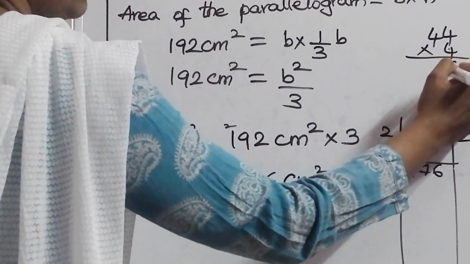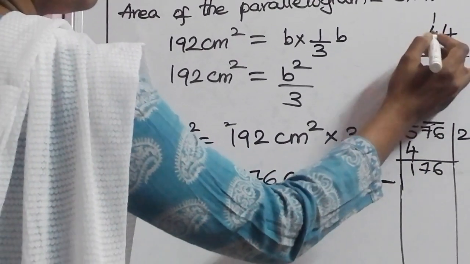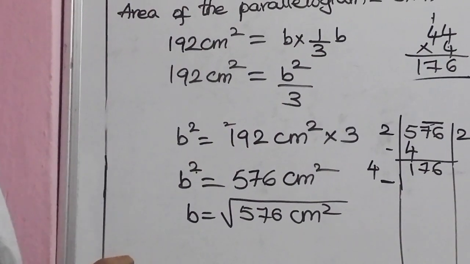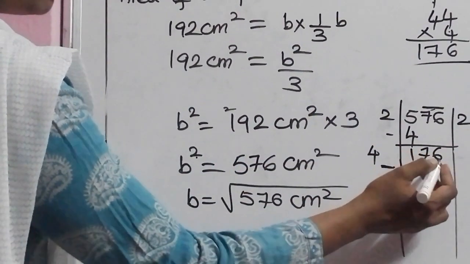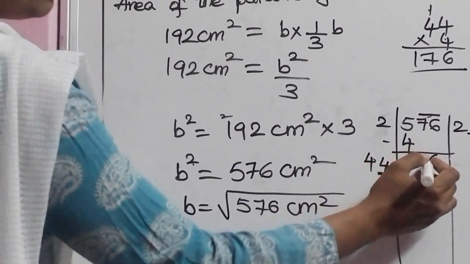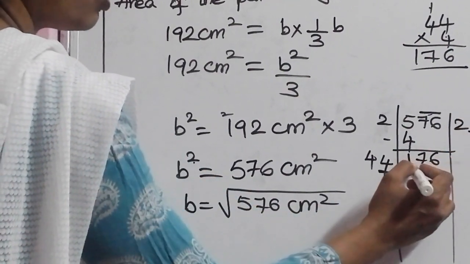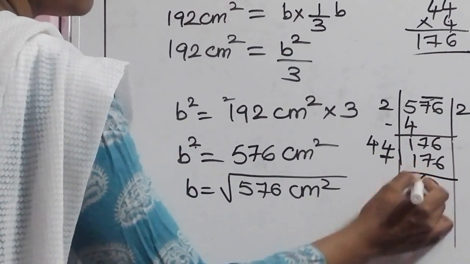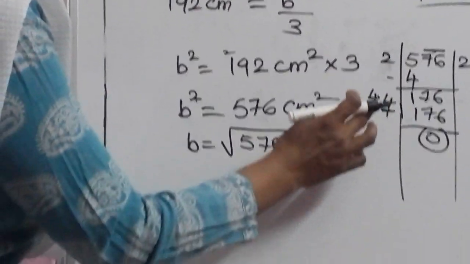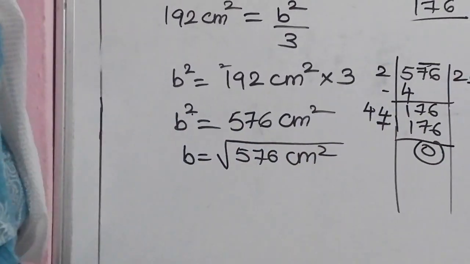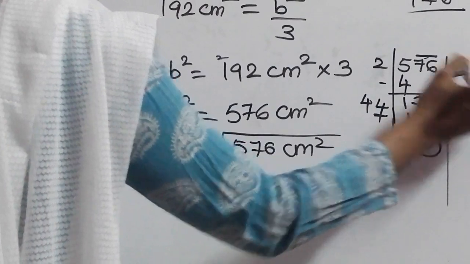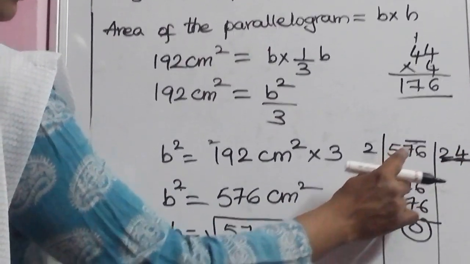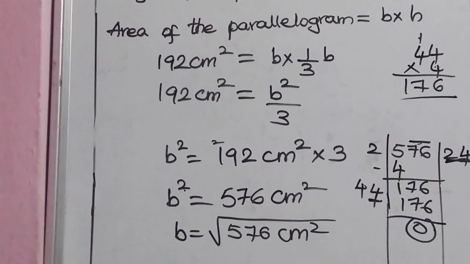4 4s are 16. 16 plus 1 is 17. So you got it as 176. We also want it here, 176. So 176. Subtraction, if you do, this is 0. So where is the answer? Is it 44 or is it 24? 24 is the answer. The square root of 576 is 24.